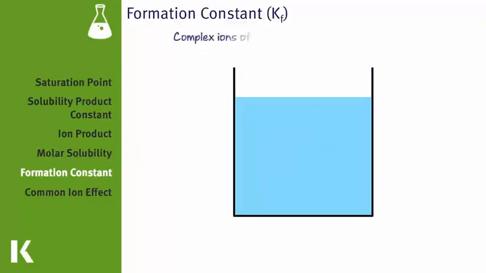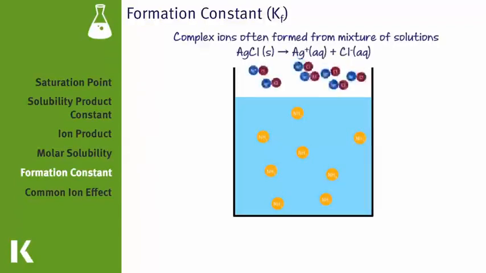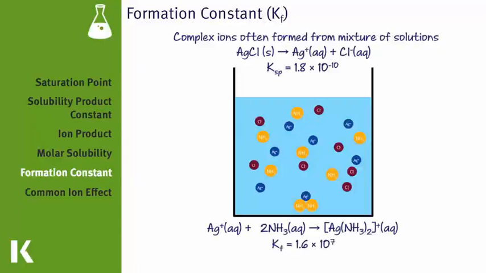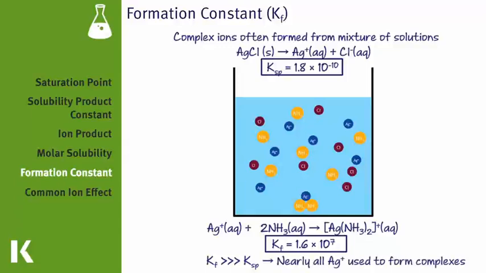Typically, we find ion complexes forming because of a mixture of solutes. In this case, we have a solution with some ammonia dissociated in water. We then add silver chloride, which will dissociate in water until it reaches equilibrium. But at the same time, silver and ammonia will combine to form diamine silver 1. The formation constant for diamine silver 1 is 17 orders of magnitude larger than the KSP of silver chloride, meaning that any silver that dissociates will be readily turned into a diamine silver 1 complex.